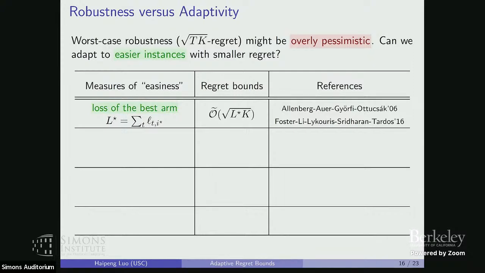So if you have an arm that's actually good, then hopefully the problem is easier to learn. And that turns out to be indeed the case. You can actually get this kind of regret bound replacing T with L star, just up to some log factor that's hiding in this O tilde notation. Again, L star in the worst case is T. So in the worst case, you are still getting root TK. But the hope is, again, maybe your best arm is much better than the worst case, which is linear. And in which case, your regret is also much better than root TK.